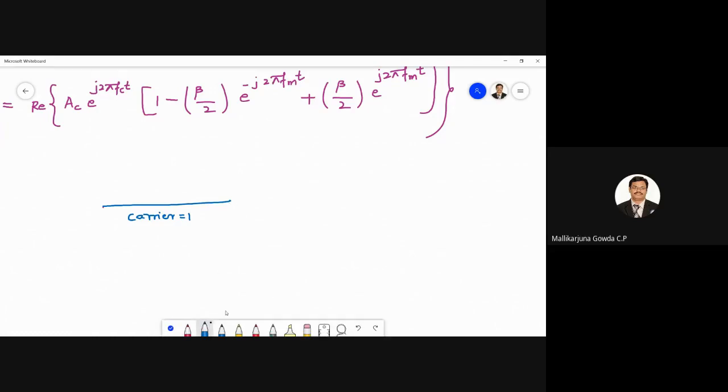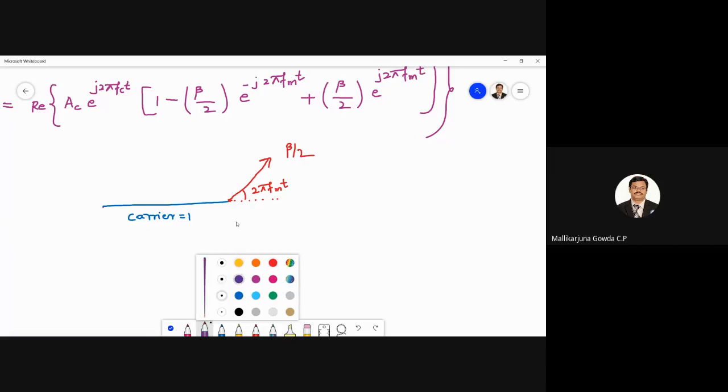If I take this as reference, what can I write? For the first term, let us take the positive term first, e power j 2 pi fmt. Can I write it in this way? The magnitude is beta by 2, and if I take this as my reference, this will be at an angle of 2 pi fmt. Is this clear? What I have written?